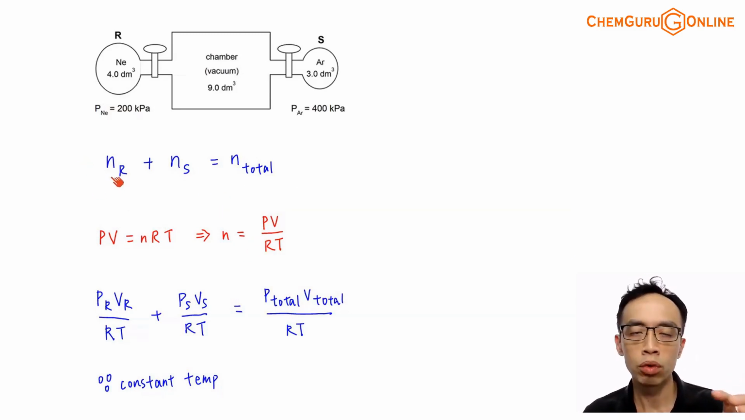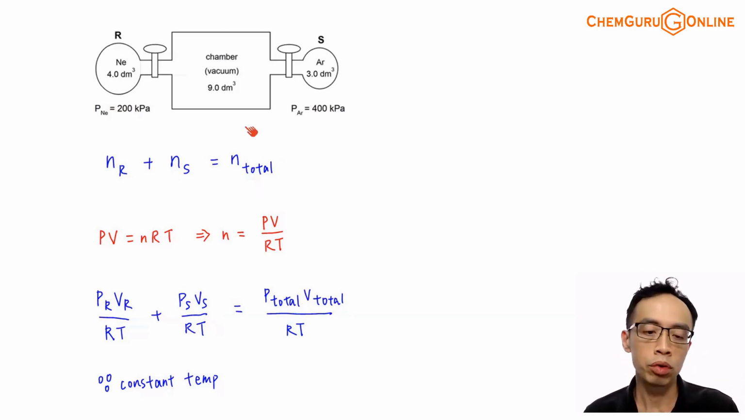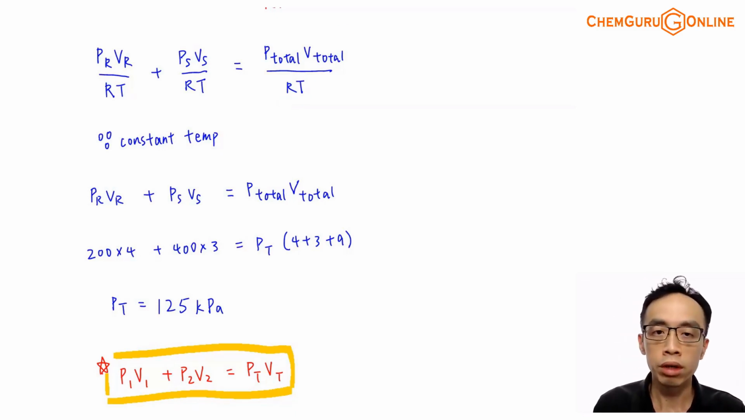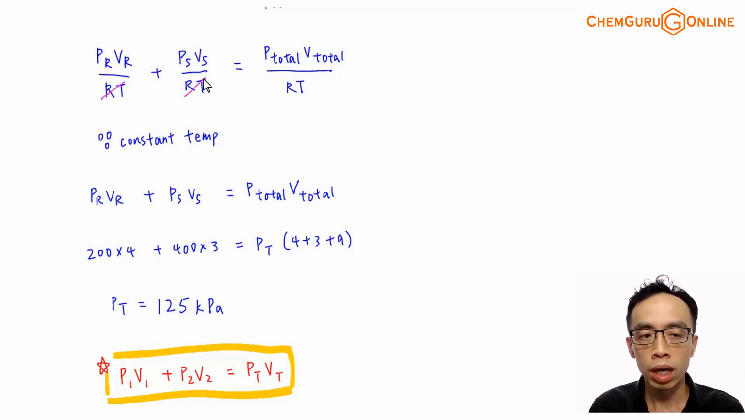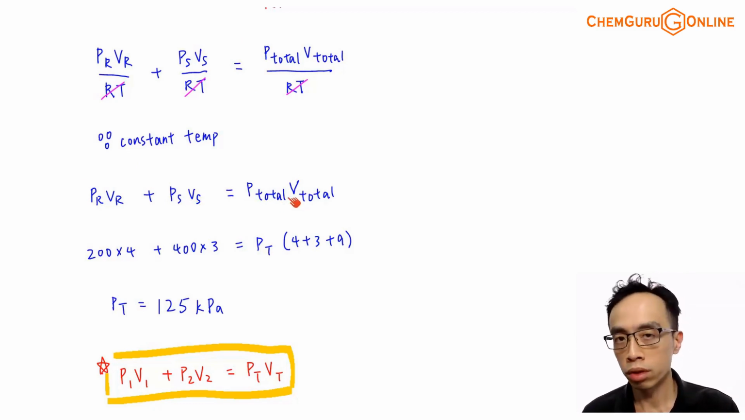So the number of moles of gas in R will just be pressure of R multiplied by volume of R divided by RT. The number of moles of gas in S will just be PS VS divided by RT, and the total number of moles will just be P total V total divided by RT. Since my temperature is constant and the gas constant obviously is a constant, I can cancel away the denominator. Then we are only left with the numerator terms. We have this expression: PR VR plus PS VS equals P total V total.